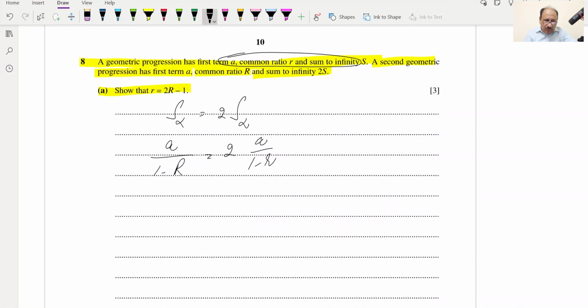Now we can just find the small r value. We'll make small r the subject. So we can shift: 1 minus r is equal to 2A over A into 1 minus capital R. And further, this A will be cancelled. So r will be equal to 1 minus (2 into 1 minus R).